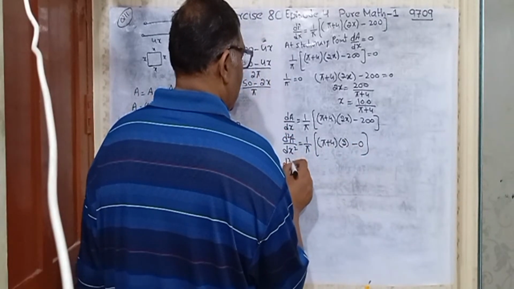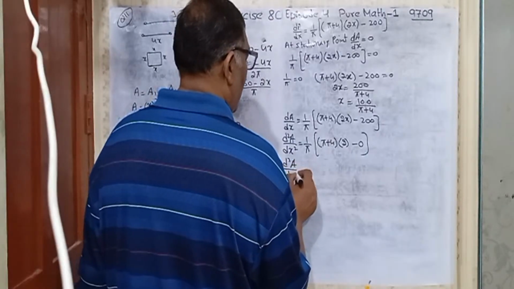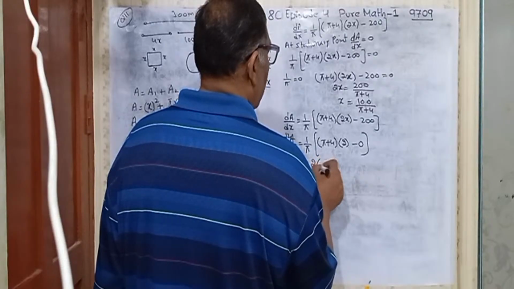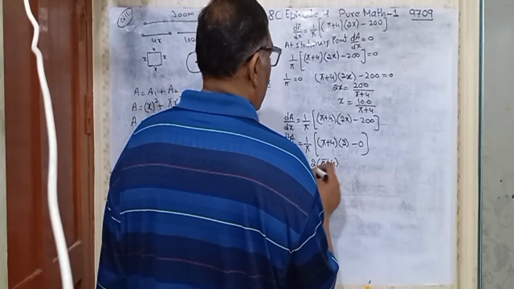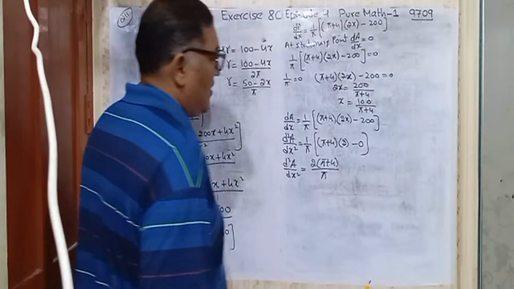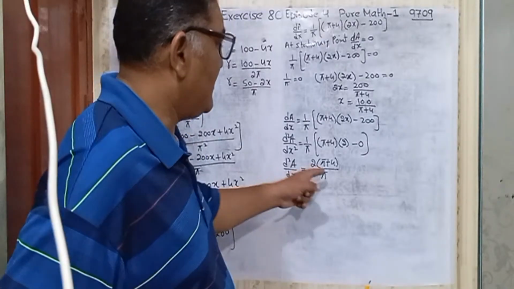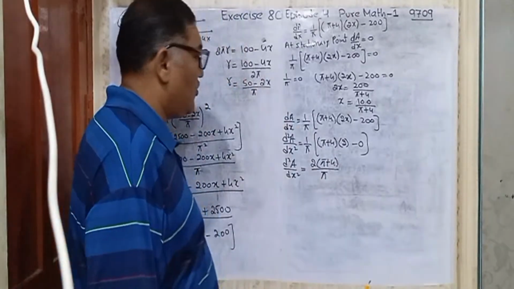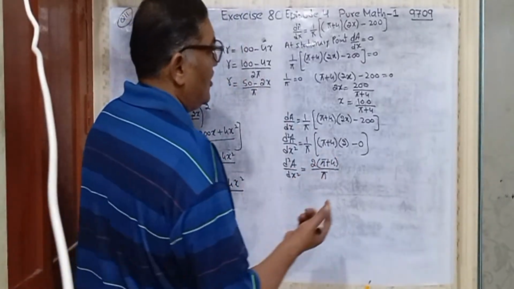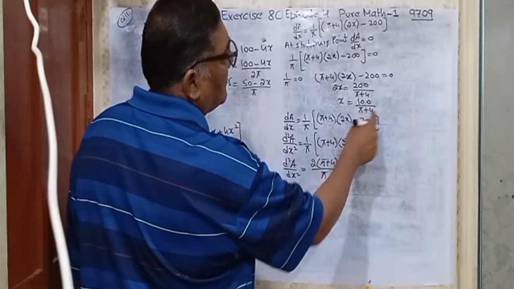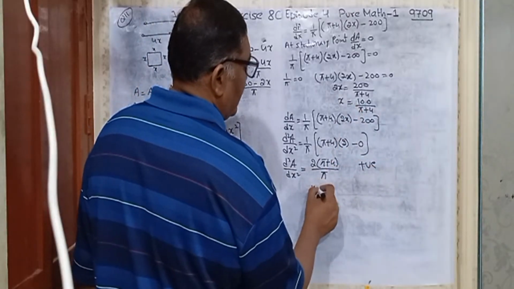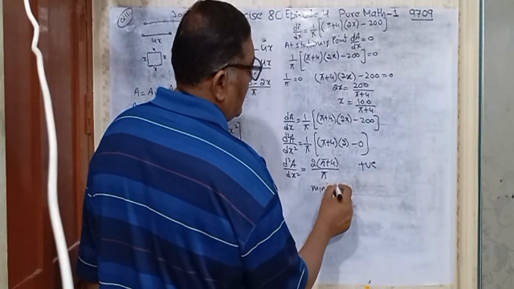So my d square A by dx square will be equal to 2 into pi plus 4 divided by pi. Okay, you can see pi is a positive number, 4 is a positive number, 2 is a positive number. So it does not involve x. That means it's a positive number, okay? So it means it's a minimum.